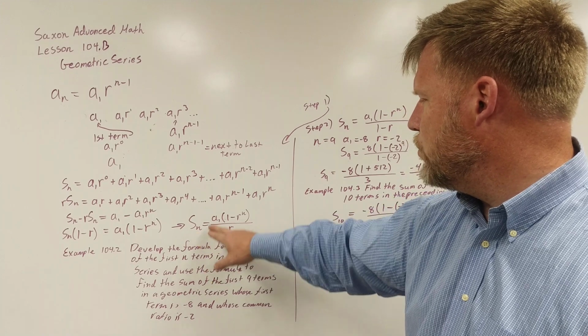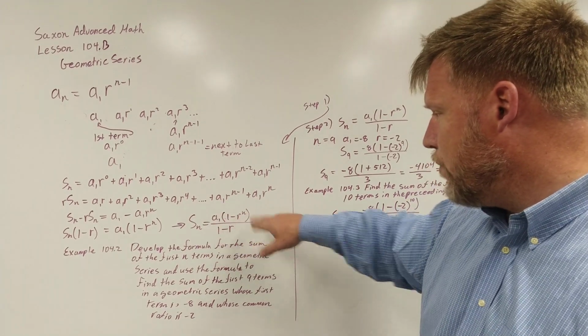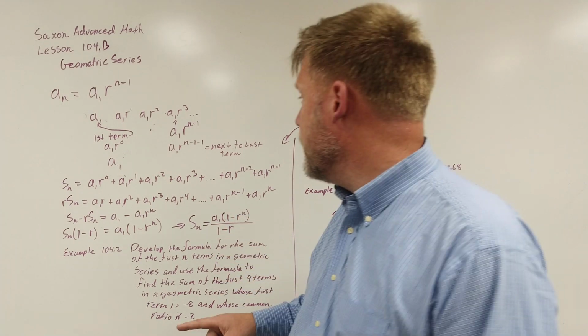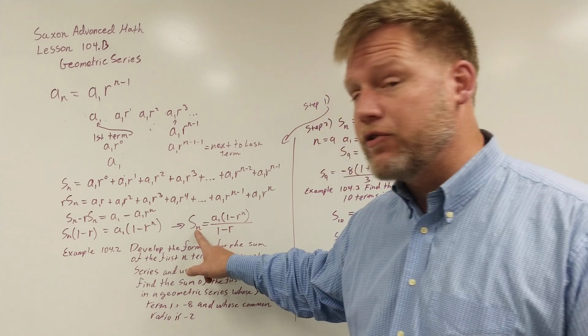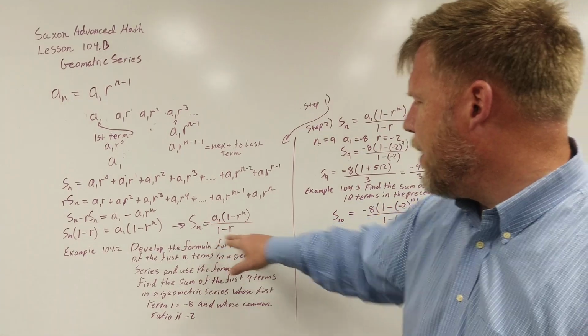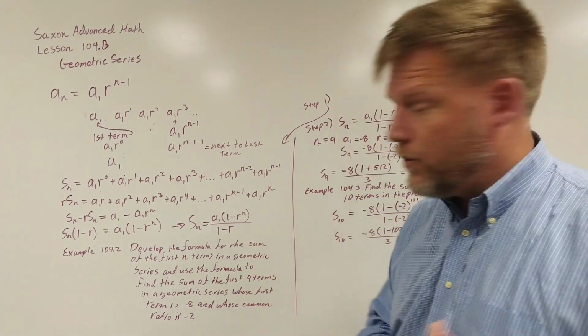So it would be equal to the first term multiplied by 1 minus the common ratio brought to the nth power, right? The nth power being the value of the number of terms that I'm looking at, which term number I'm looking for, divided by 1 minus r. Now, example 104.2, and let's look at how they want us to do this.